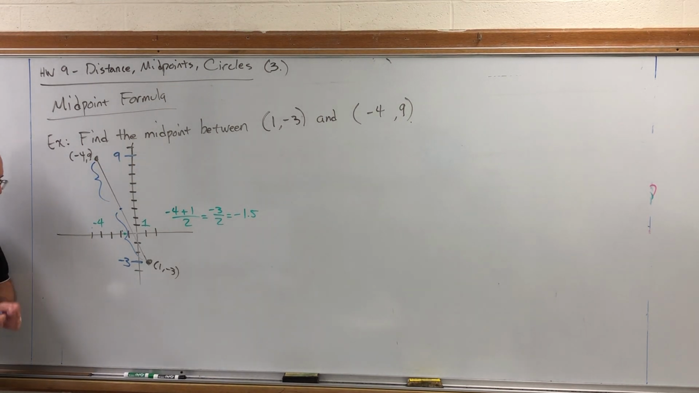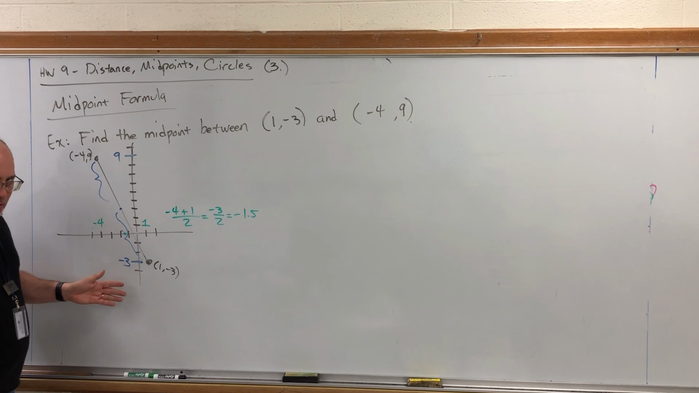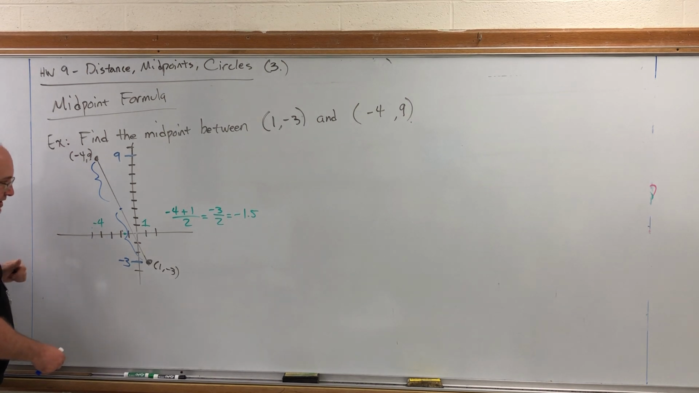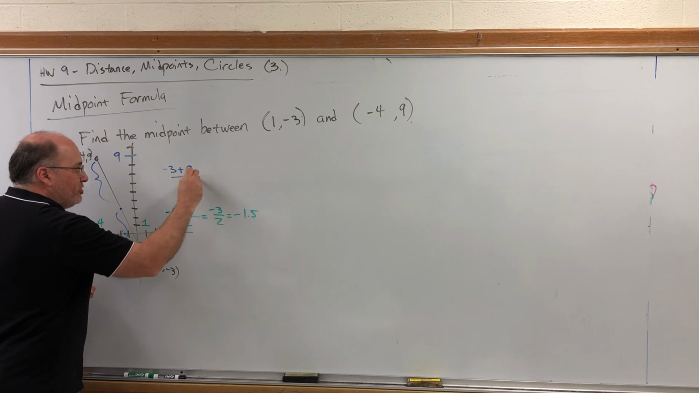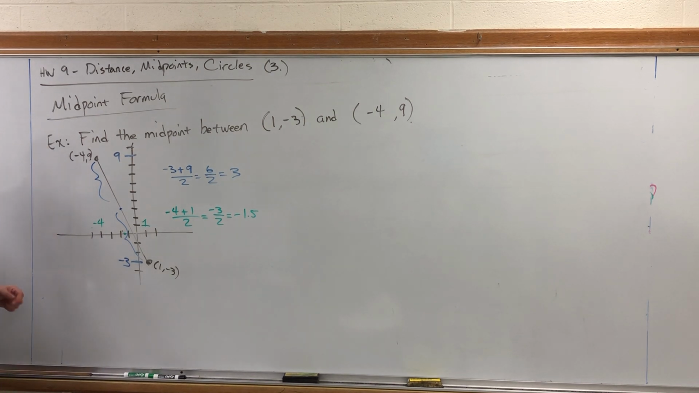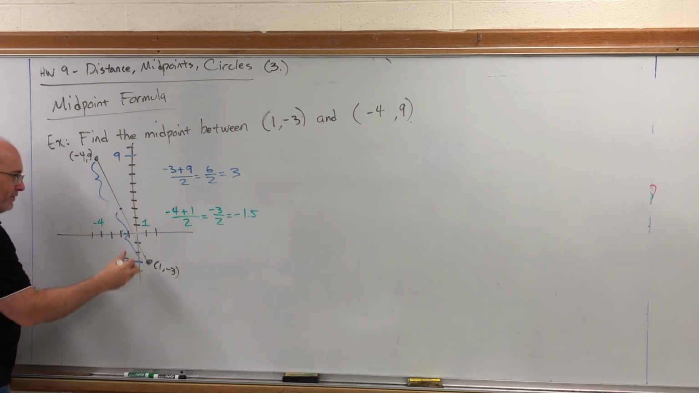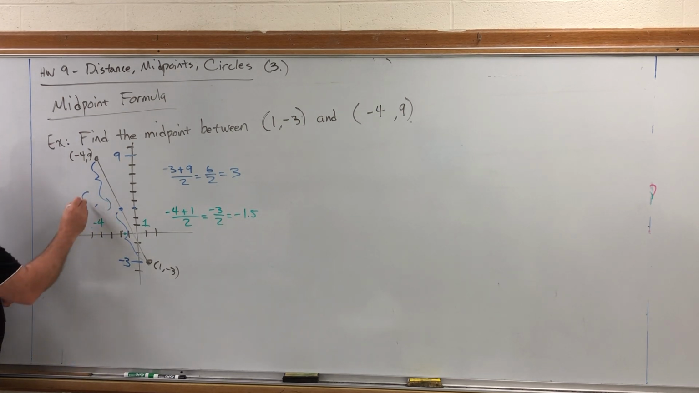Well, we could do the same thing as before, one of 2 things. Either find the distance between the 2, it's 12 spaces apart, cut that in half, 6, and then move 6 spaces in from either end, or we could just average the y's. -3 plus 9 divided by 2 is 6 divided by 2, which is 3, which is where we would have landed if we had gone 6 spaces below 9 or 6 spaces above -3. So it looks like the coordinates of the midpoint are (-1.5, 3). It actually is the coordinates of the midpoint.